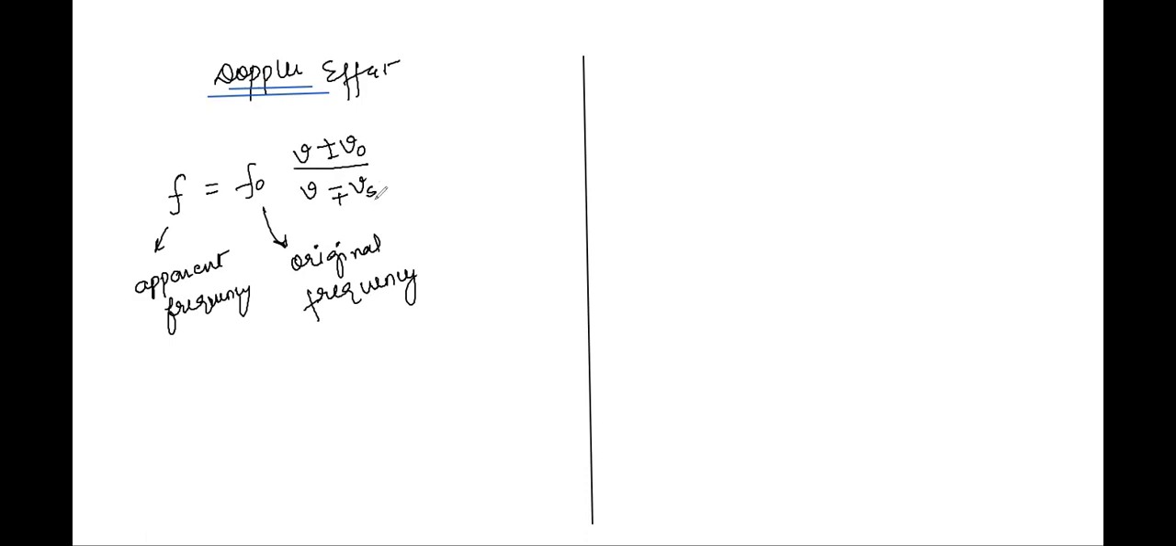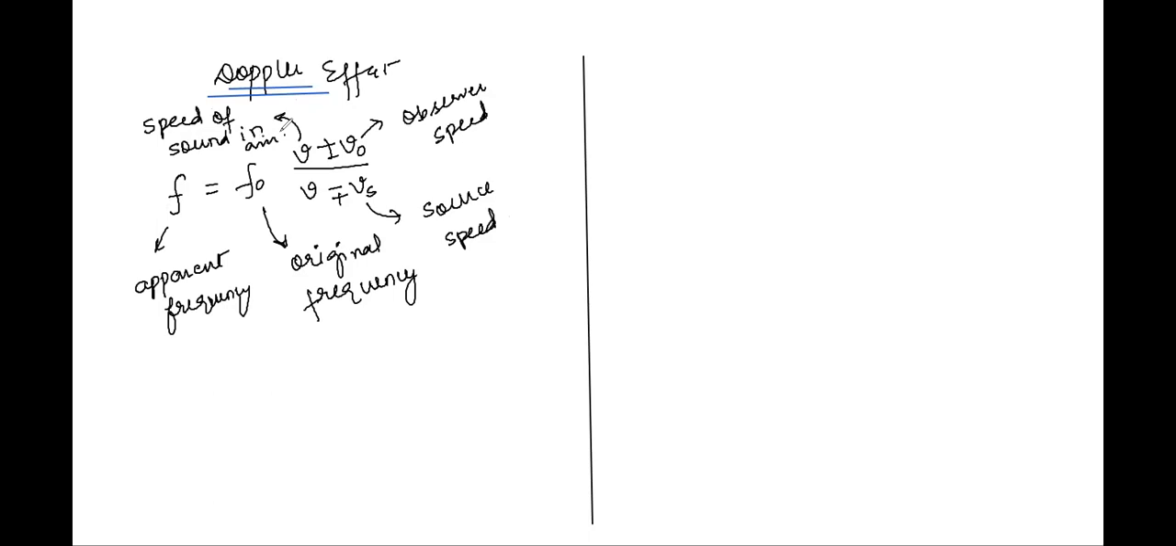Just remember one thing: the observer speed will come in the numerator, and the source speed will come in the denominator. So this is the observer speed, whereas the one below is the speed of the source. And what is this V? The V which comes in the numerator and denominator is the speed of sound in air, or in whichever medium the Doppler effect is being observed.